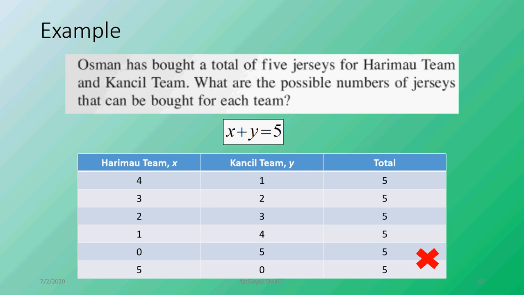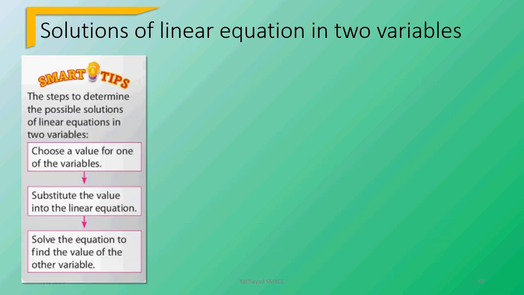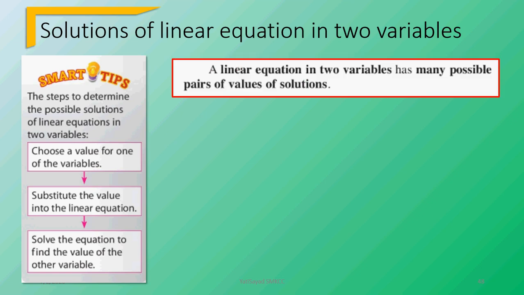Why? Because in the question, at least each team will receive 1 jersey. So you cannot include 0 in your solution. Now what you have to do is remember that you are going to have many possible pairs of values of solution.